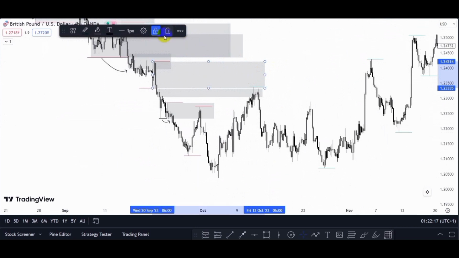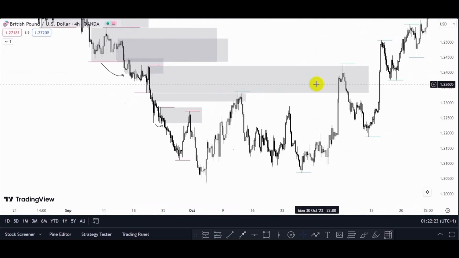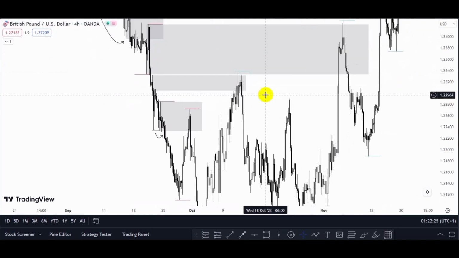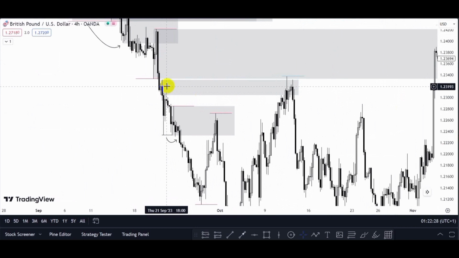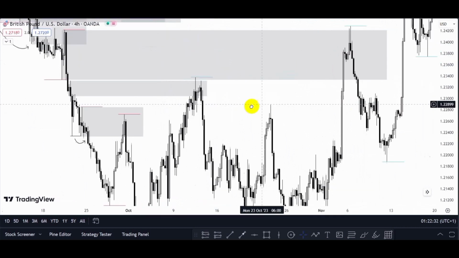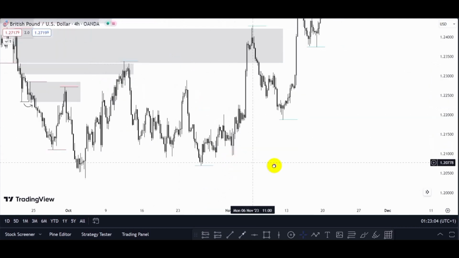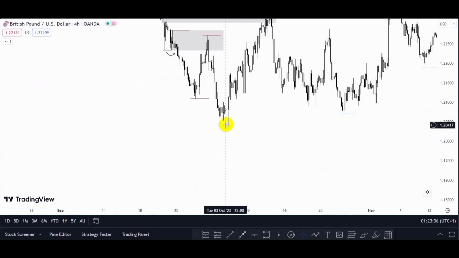So you can see price return mitigated this unmitigated IOF. Let's stretch this like this. So you can see price return mitigated this IOF and also price mitigated the IOF above. Now, when price mitigated this IOF, we pushed to the downside, but this move did not move sufficiently to take out these low points.